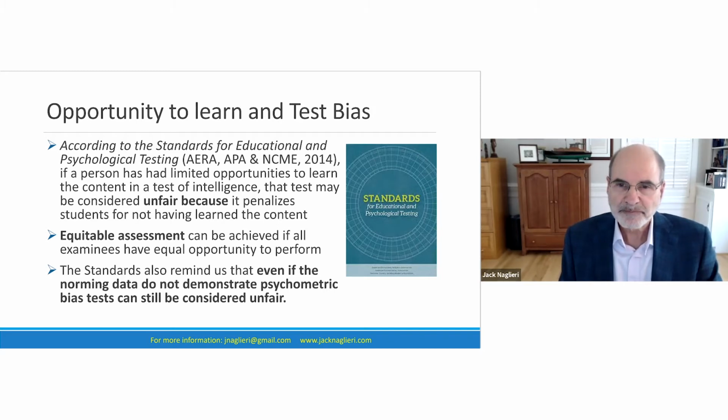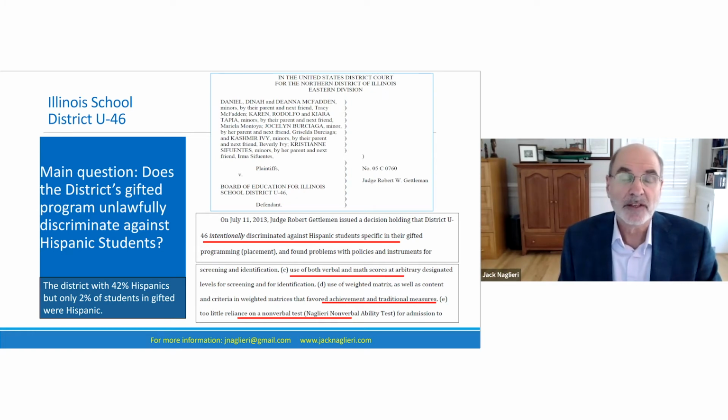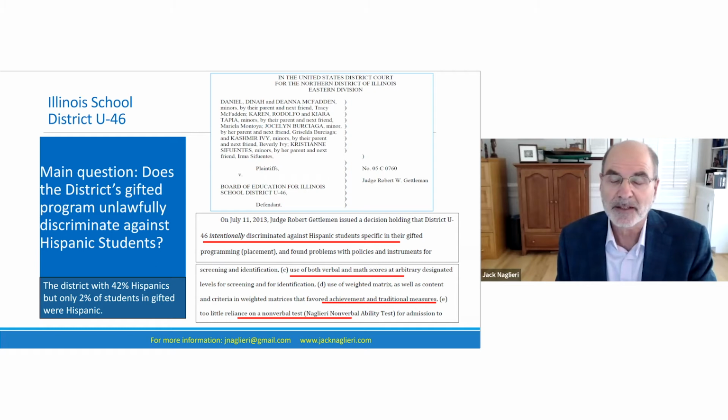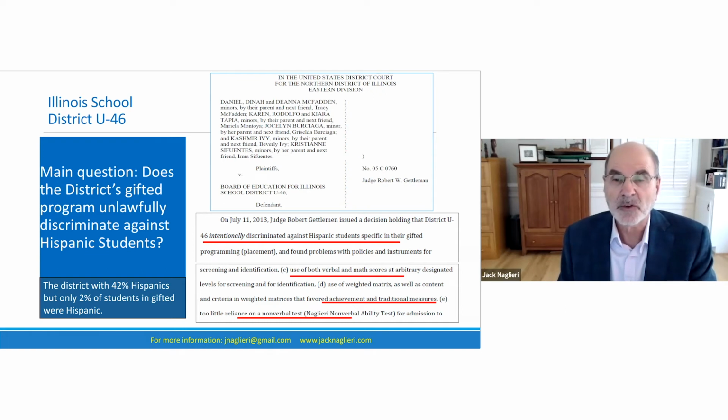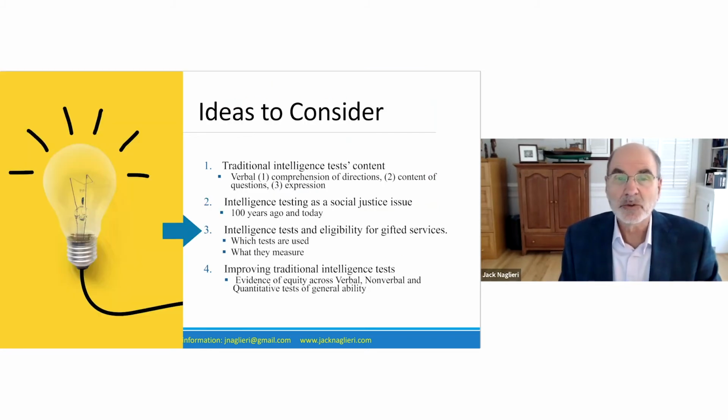Now, there's a really interesting court case that you should be aware of, the U-46 court case in Elgin, Illinois, where the school district was 42% Hispanic, but only 2% of gifted kids were Hispanic. The policies and procedures used by the school district were the CogAT and verbal and math test scores and my Naglieri Nonverbal. But what they did is they required everybody to have high scores on the verbal and achievement tests, even though they had a high score on the nonverbal. And the judge ruled that the district intentionally discriminated against Hispanic students. That has implications for us as school psychologists.